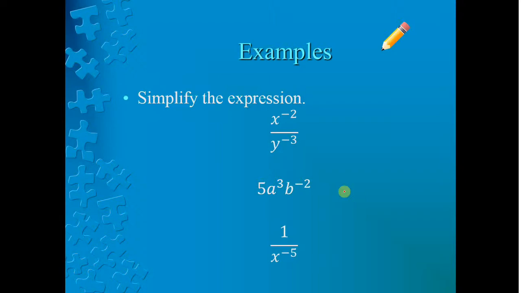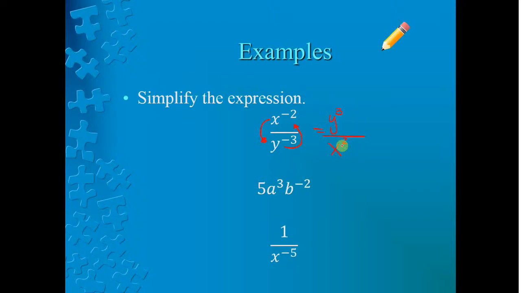x to the negative 2, y to the negative 3. So both of them right now have negative exponents. What you need to do: y needs to go to the top, x needs to go to the bottom. So let's flip-flop them. I'm going to have y cubed on top, and x to the second on the bottom.